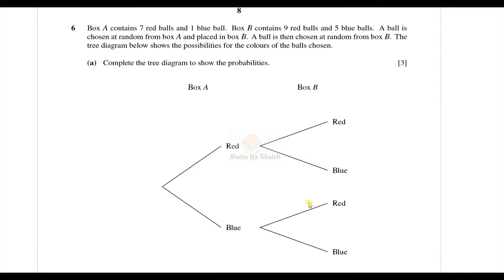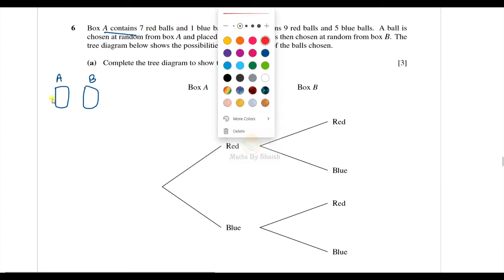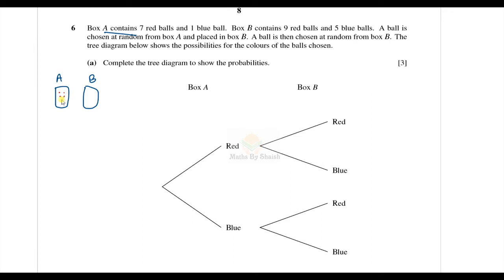So here is question number 6. A box A contains 7 red balls. This is A and this is B. So there are 7 red, 1, 2, 3, 4, 5, 6, 7, and 1 blue ball. And box B contains 9 red balls, 1, 2, 3, 4, 5, 6, 7, 8, 9 red balls, and 5 blue balls.